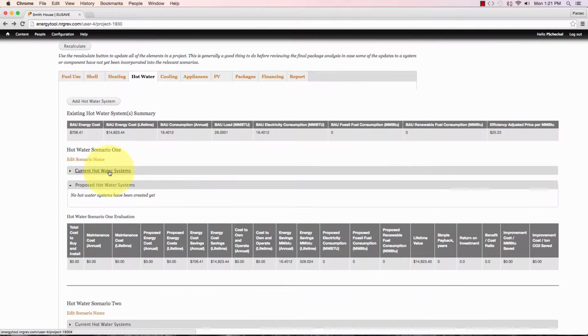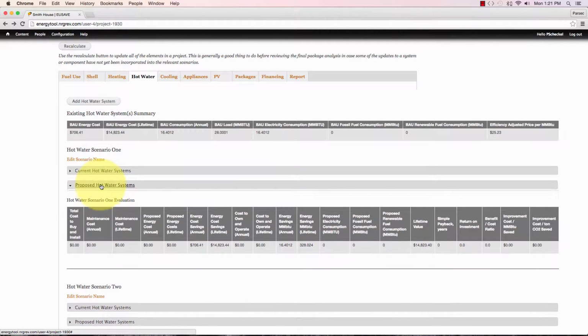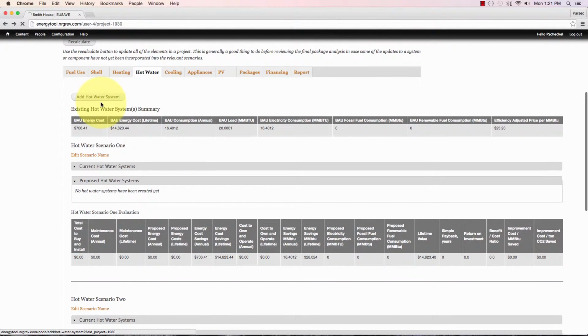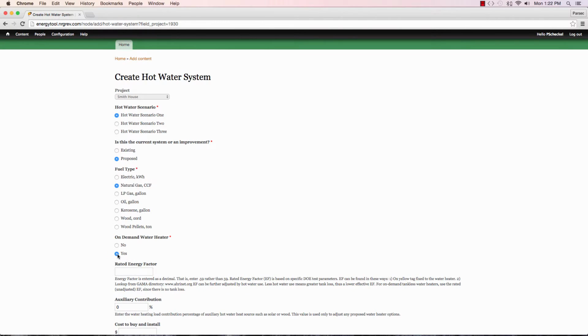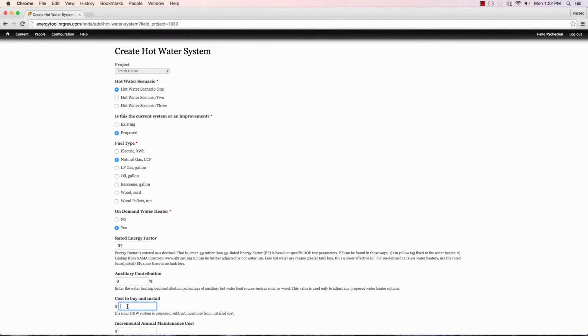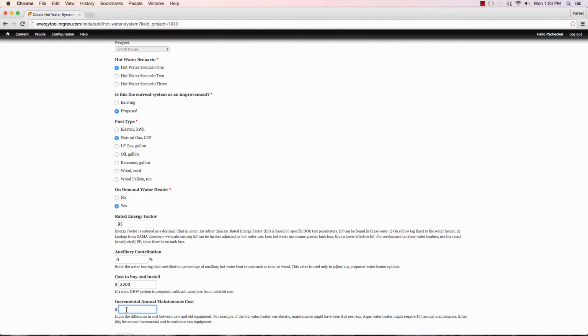Let's close this for clarity, and we will enter a new hot water system. We'll add our proposed water heater to water scenario 1. It is a proposed system. We're going to change it to natural gas. It will be an on-demand water heater with an energy factor of 95, no auxiliary contribution, and we expect this will be about a $2,200 installation. Incremental maintenance cost with an on-demand hot water heater may be a bit higher than a storage tank, but for simplicity, I'm going to leave this at 0 for now.